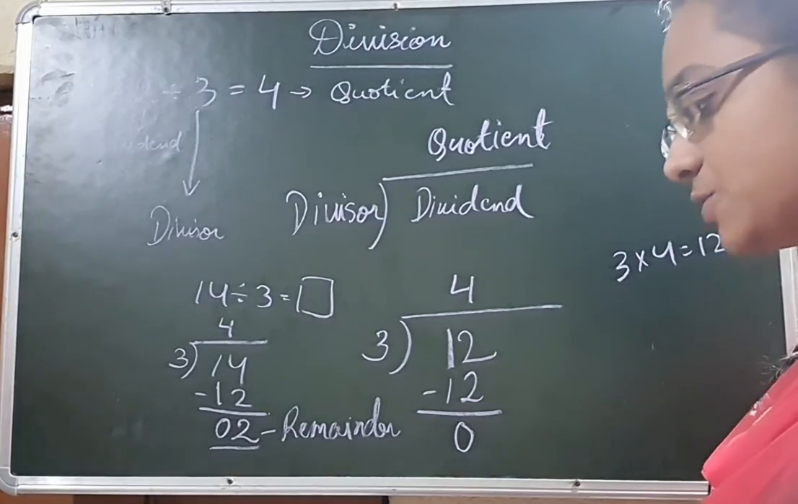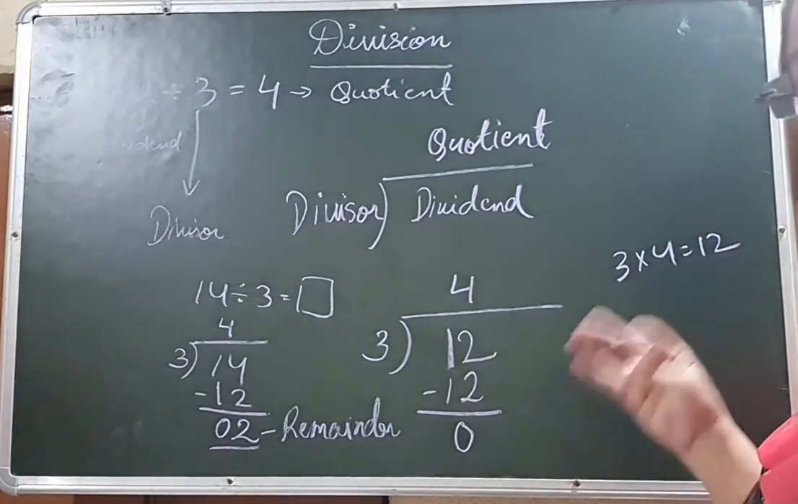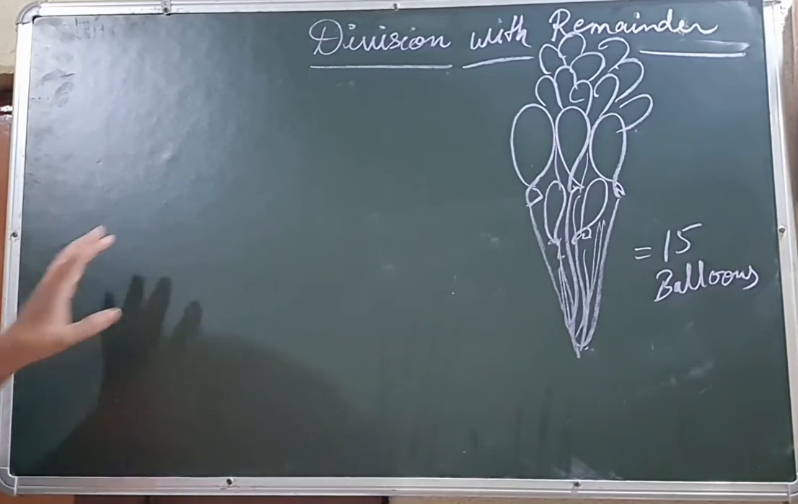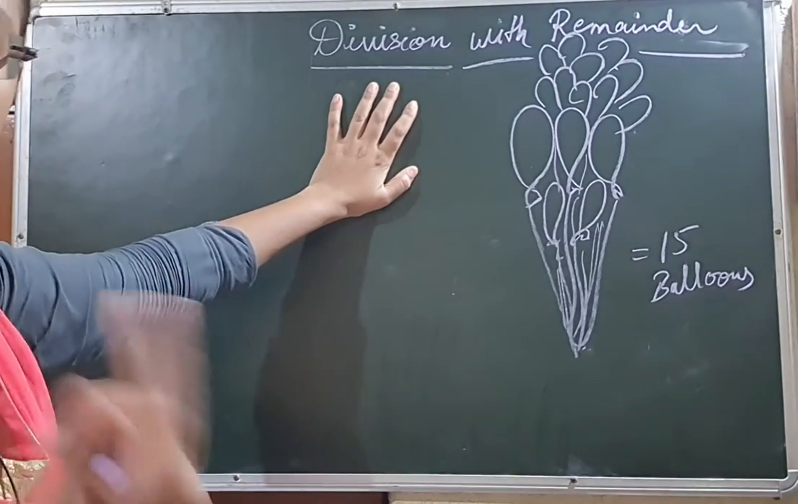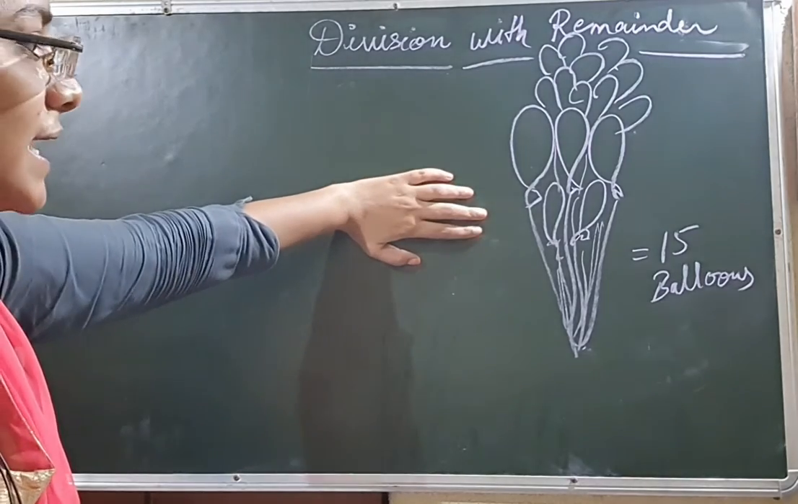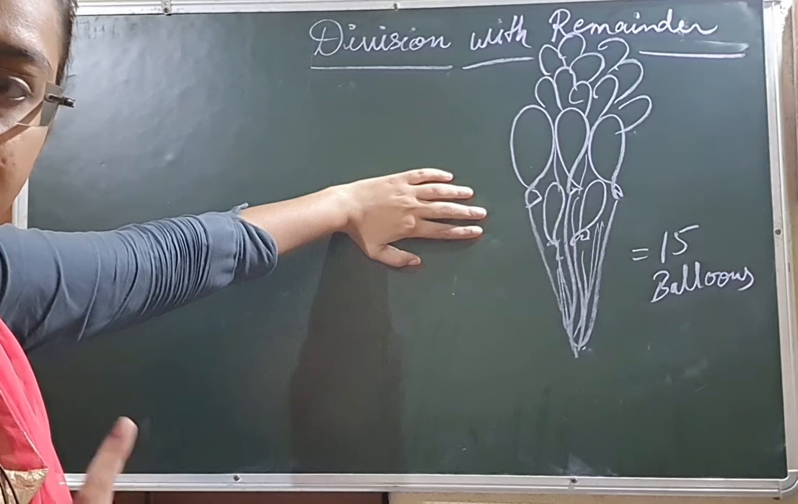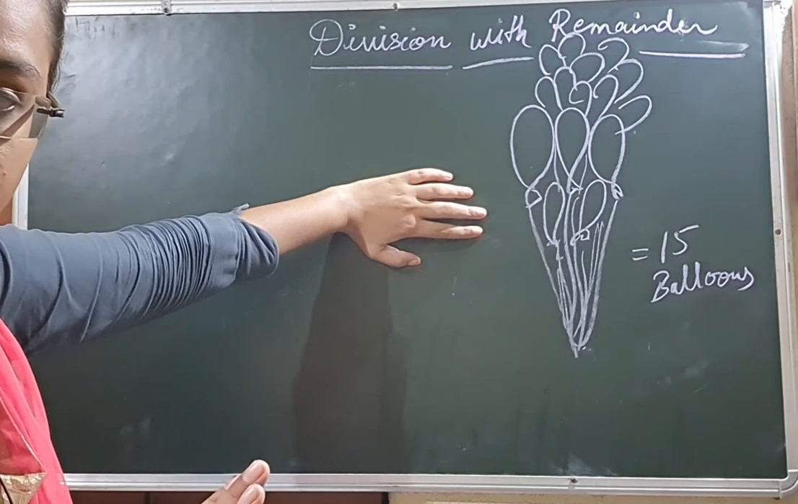With the concept of remainder. I'm going to explain after this one. Look here. Now we are going to do division with the remainder. Here you can see that 15 balloons are there. These 15 balloons you are going to divide among 4 students.